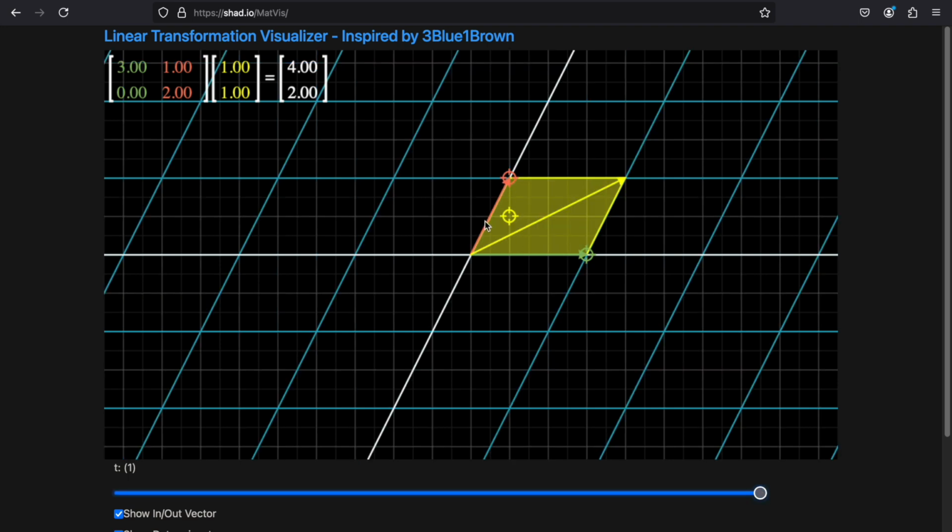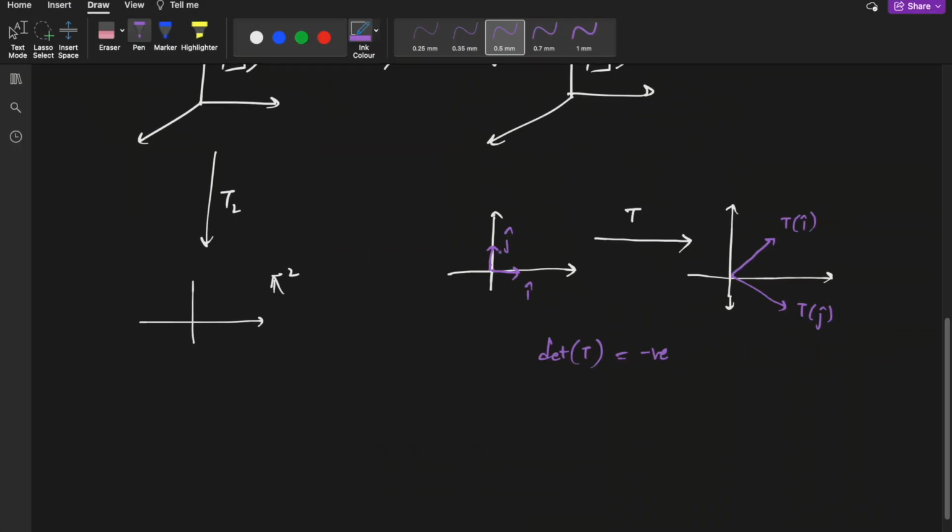Okay, because even after the transformation, the orientation of i hat and j hat remains the same with respect to each other. So this is an important thing: whenever the position or orientation of the basis vectors changes with respect to each other after the transformation, then the determinant is going to be negative. It will have some magnitude, but it is going to be negative for sure. Okay, now we will see some properties of determinant.